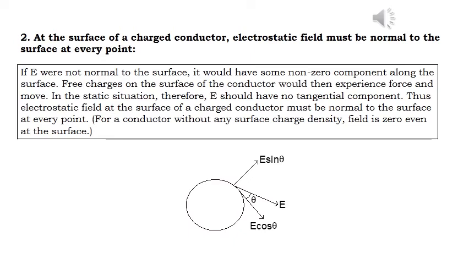The next point, look at the statement. At the surface of a charged conductor, the electrostatic field must be normal to the surface at every point.